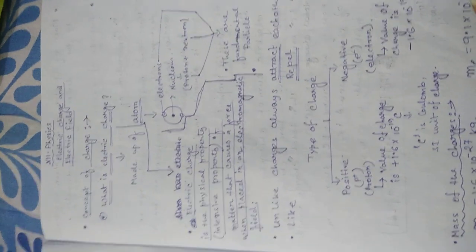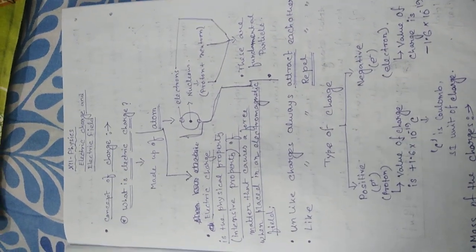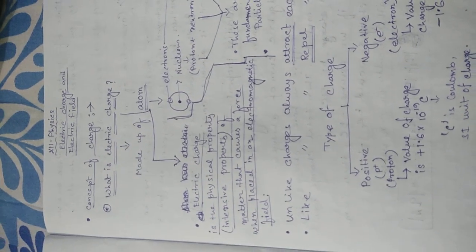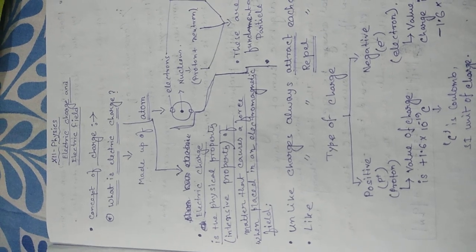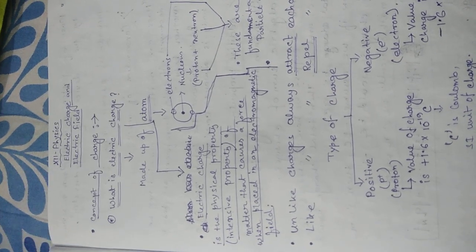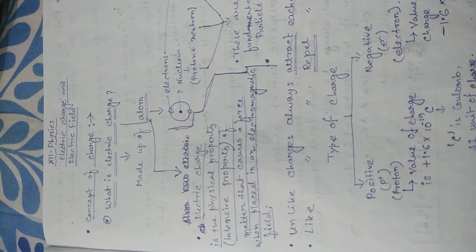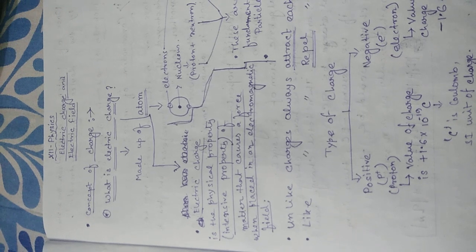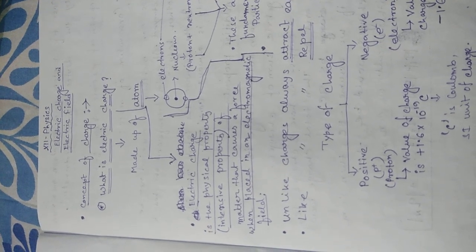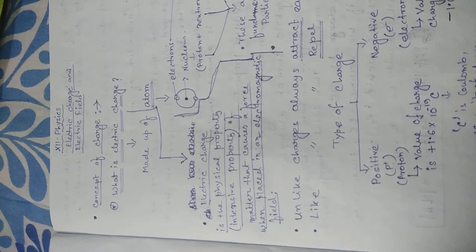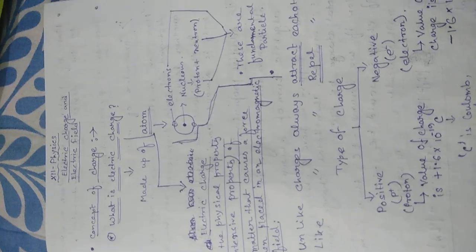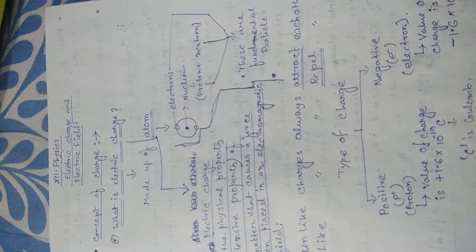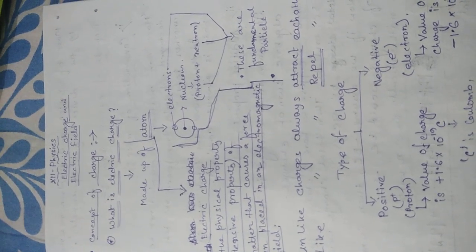Okay, so dear student, this is your first topic in class 12, electric charge and electric field. In class 10 we also studied a little bit about the concept of electric charge and electric current. From where do we get the concept of electric charge? It mainly comes from the concept of atom. We know that the atom consists of two parts. One is a nucleus, which consists of proton and neutron. Another one is electrons.